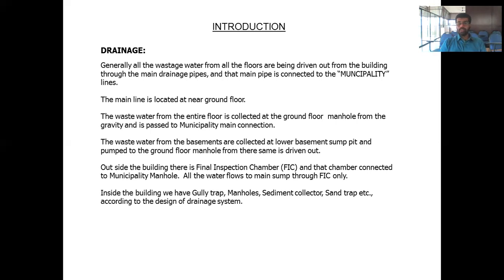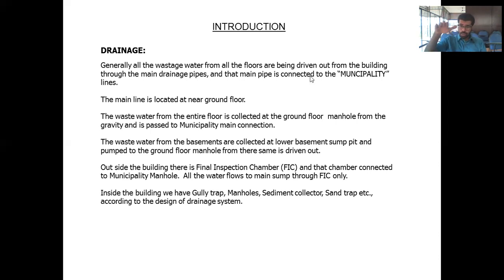So in that case, you should have a separate tank or wastewater pit, depending upon the number of toilets. From there, you have to pump it to the ground floor manhole. You can discharge into that manhole, and from there you can drain it out. So that is in the case of a basement.